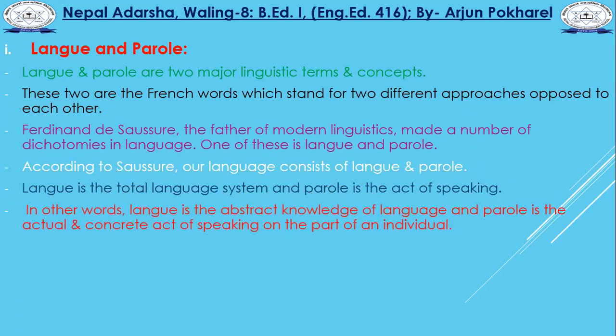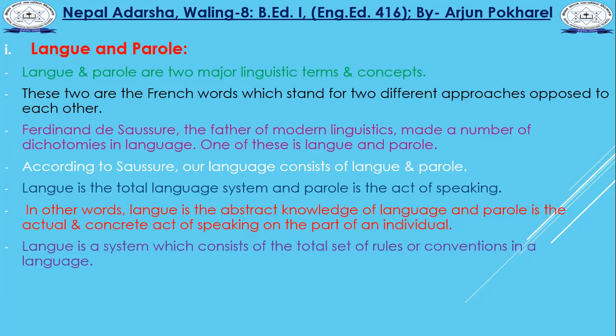In other words, langue is the abstract knowledge of language, and parole is the actual and concrete act of speaking on the part of an individual. We can show our langue by our parole. How much knowledge we have is shown by speaking or by writing. This is how we can differentiate between langue and parole. Langue is a system which consists of the total set of rules or conventions in a language.